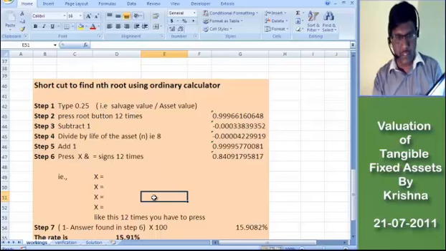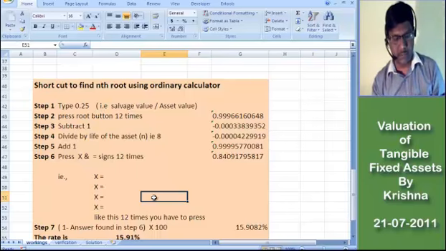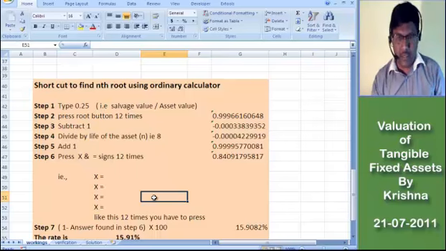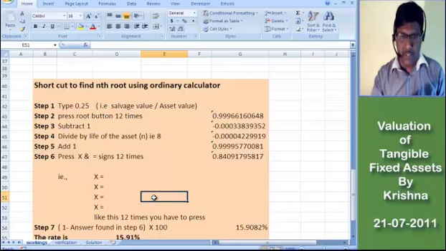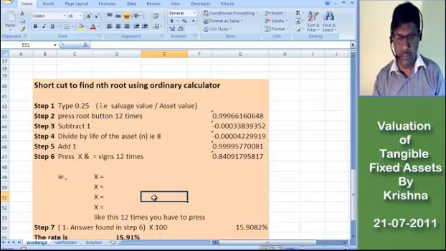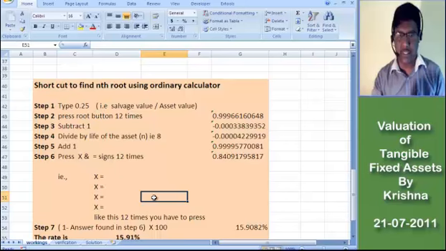Then continuously we have to press int and equal to 12 times. So if we press 12 times, we are getting the answer as 0.84091795817. This figure is subtracted from 1 and multiplied by 100. We are getting 15.9082% as the interest rate.